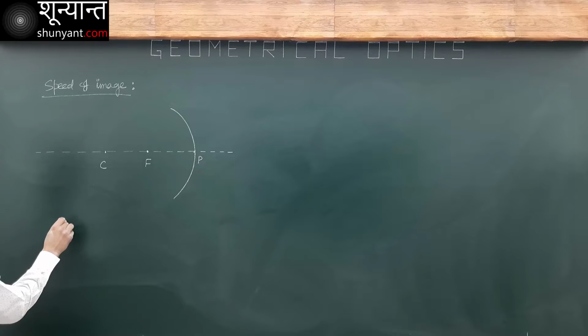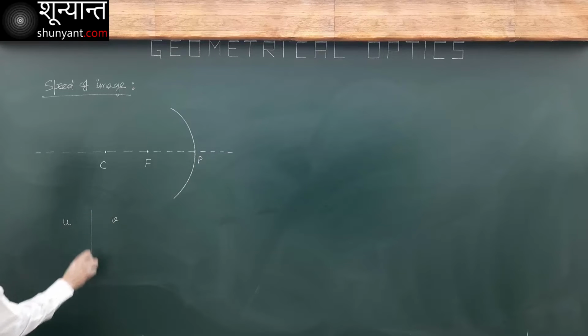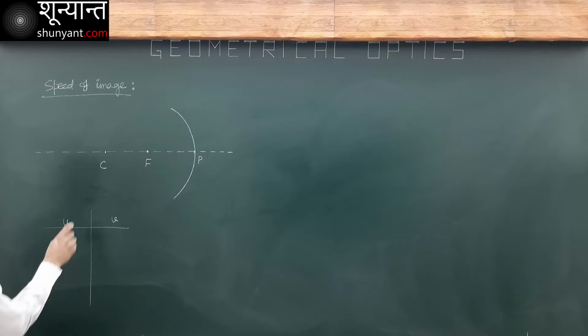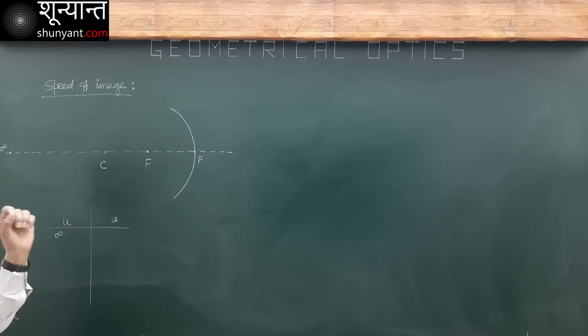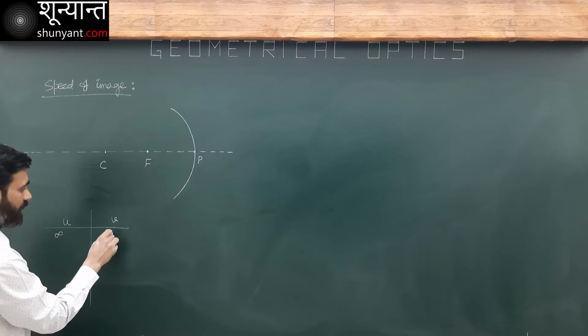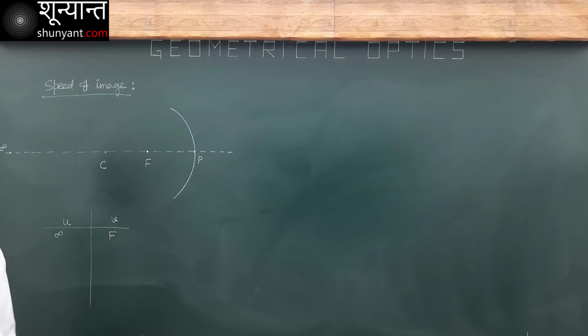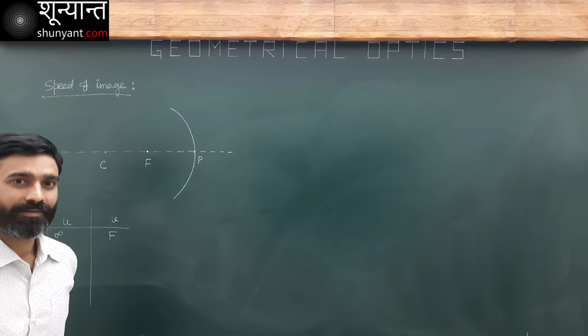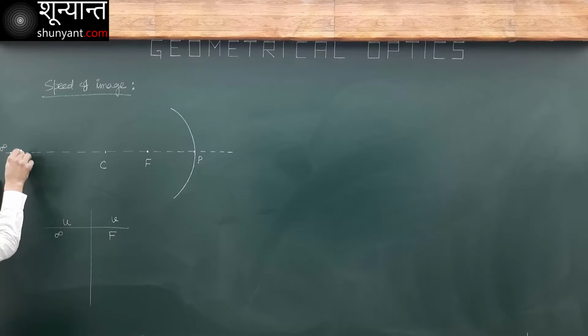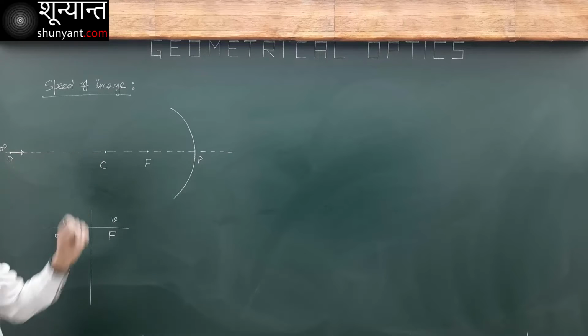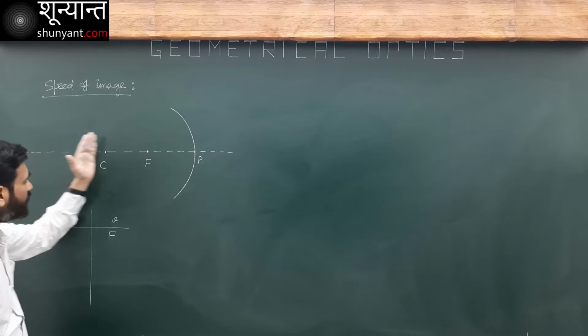First case, U and V. Let's say that U is at infinity. I have an object which is at infinity. Where will be the image? At focus. Makes sense? This object is moving. It is moving towards the mirror.